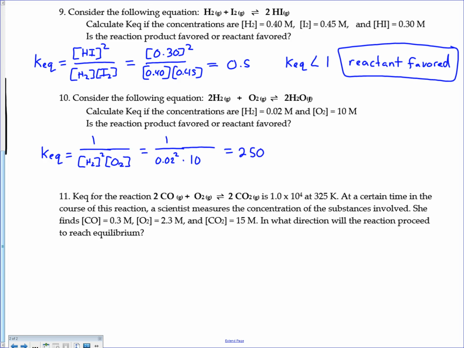Right. In this case, KEQ is going to be greater than 1, which means it is reactant favored. Oh, sorry, product favored.